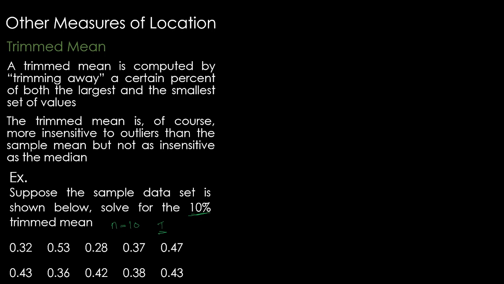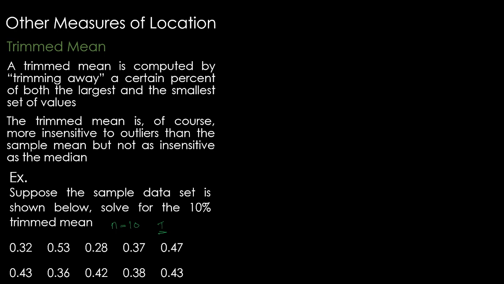Meaning, we are to trim the lowest value and the highest value. Lowest one value and the highest one value. Because if this is 20%, we need to take 20% of our sample size. So what's 20% of 10? It is 2. And for this one, we need to eliminate the lowest two values and the highest two values. So you're taking away four values. But in the problem, it only stated that we only need 10%. So we are only taking the lowest value and the highest value.